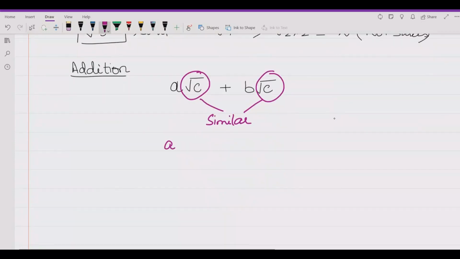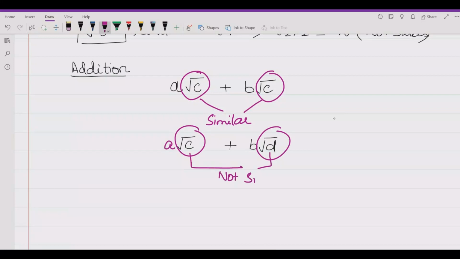But if we have a root c plus b root d, these are not identical, not similar surds, so we cannot add both of them because the surds are not equal. So understand it this way.